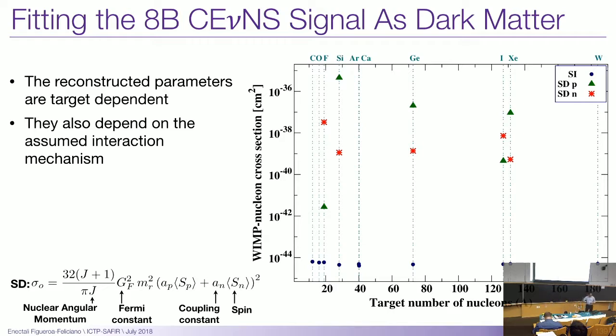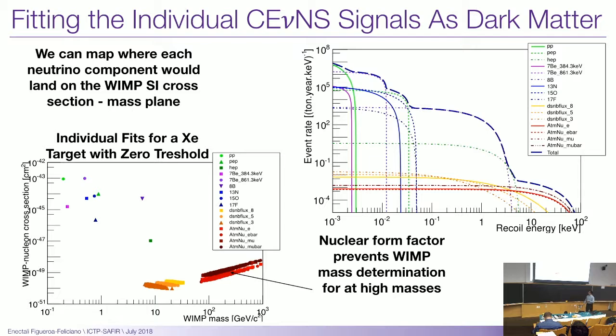So we can do this exercise for many different types, and I can say, okay, here are all of my types of neutrino interactions, and I can reconstruct where in the cross-section versus WIMP mass plane I would think those are if I interpreted them as WIMP signals. And I will get this bunch of different points for all of these different guys because they have different spectra.